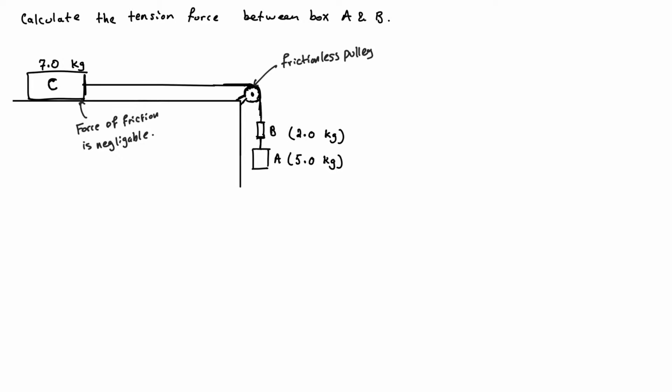Thinking about the forces here, this box is being pulled by the tension force. There's nothing stopping it because there's no force of friction. Box A here is being pulled by the force of gravity, but being pulled back by box B, or the tension between box B and box A. Box B is being pulled down by box A's tension and by the gravitational force, and it's being pulled back by box C here. So basically there are two objects that are experiencing the gravitational force.